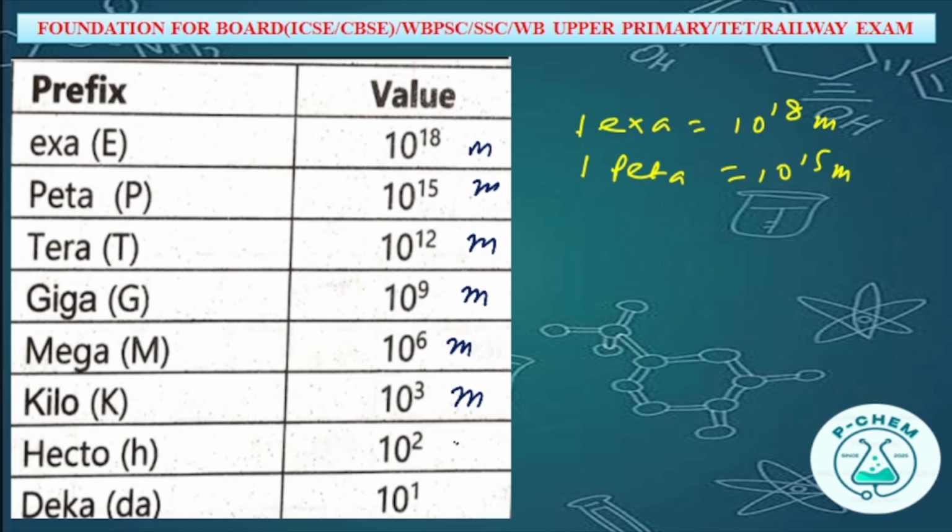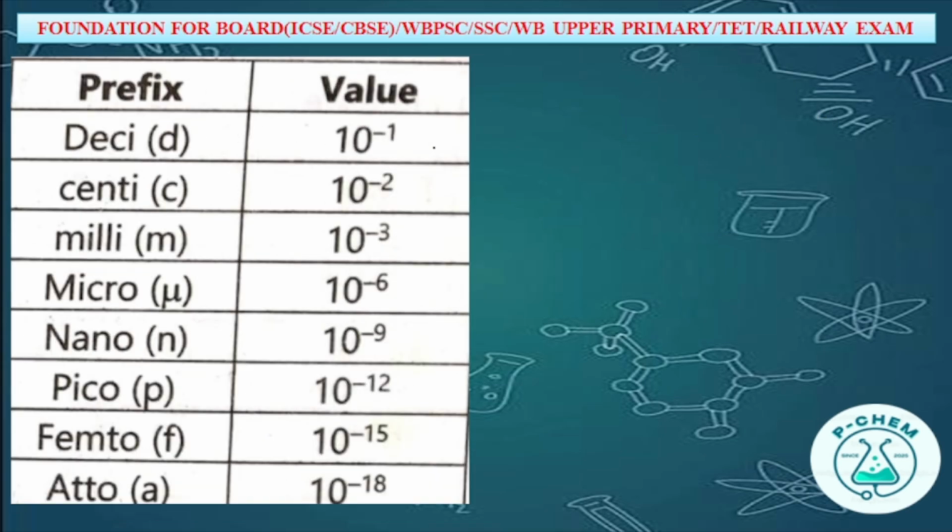1 hecto is 10 square meter, deca 10 meter, deci 10 to the power minus 1 meter, centi 10 to the power minus 2 meter, milli 10 to the power minus 3 meter, micro 10 to the power minus 6 meter, nano 10 to the power minus 9 meter, pico 10 to the power minus 12 meter, femto 10 to the power minus 15 meter, atto 10 to the power minus 18 meter.